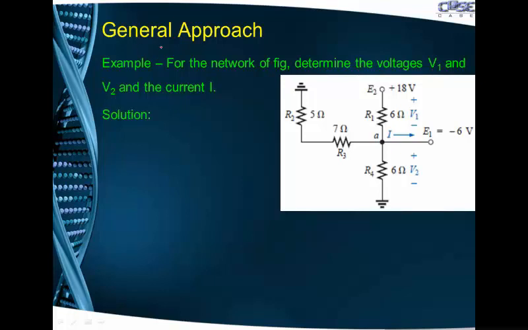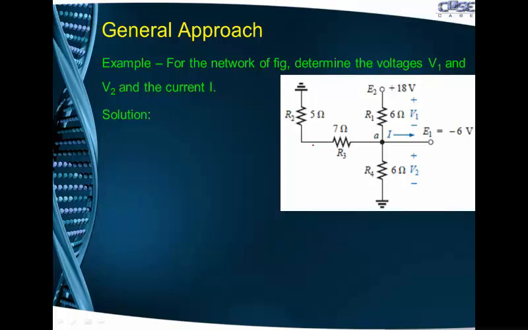Now let us see how the general approach is applied to a particular circuit. This is the example circuit in which we want to apply this approach to find out the unknown quantities V1, V2 and I. In this circuit you can see that it is not clear what the combination of series and parallel components is. A few are quite obvious.